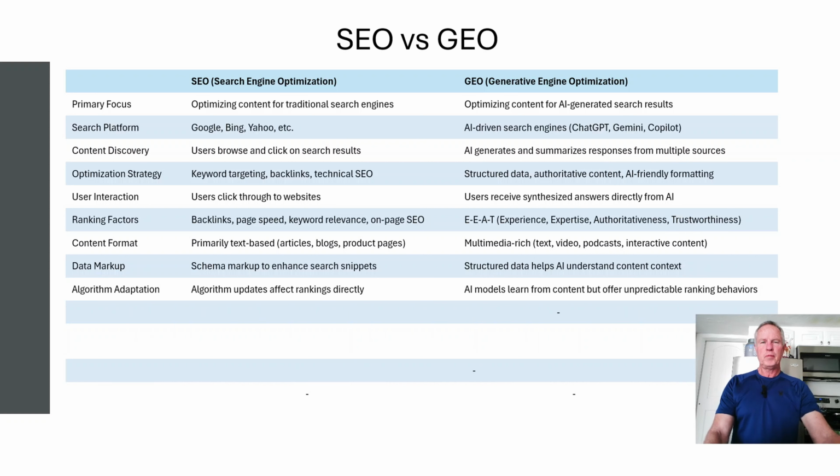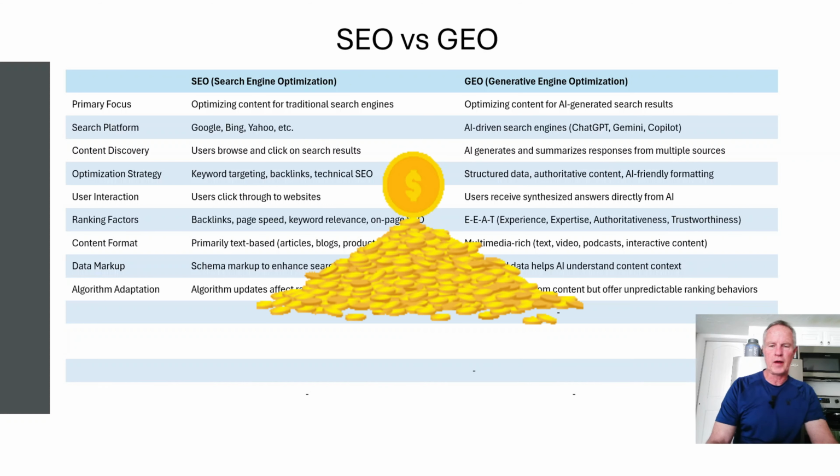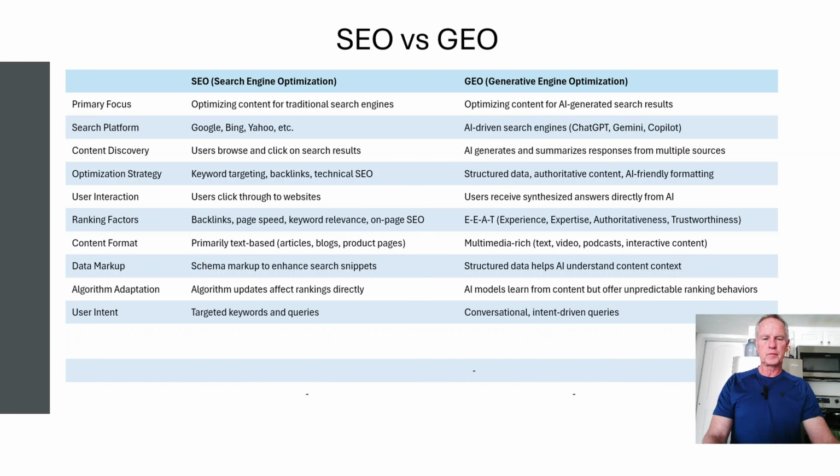Next, algorithm adaptation. When the algorithms change, it affects rankings in SEO, whereas in GEO, AI models learn from content but offer unpredictable ranking behaviors, which is kind of troublesome, but also for those who figure it out, it's an amazing opportunity, kind of a new world for us.